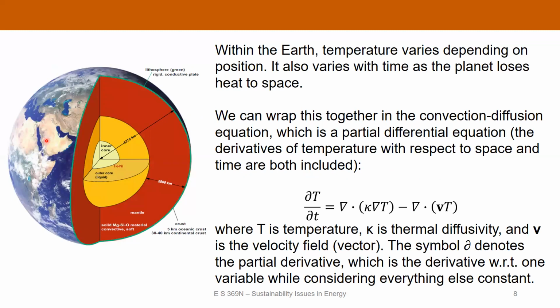So within the Earth, the temperature varies depending on the position. We saw that when we looked just at a one-dimensional profile, but there's also some variation spatially that we'll talk about in a little bit. The temperature over the history of the Earth has also varied in time, because the planet is gradually losing heat to space. Okay, so we've got variation both in space and time, so we can put these together in what's called the convection-diffusion equation.